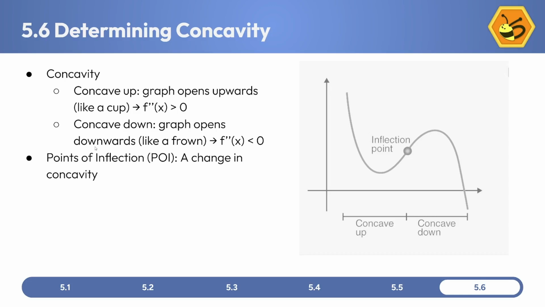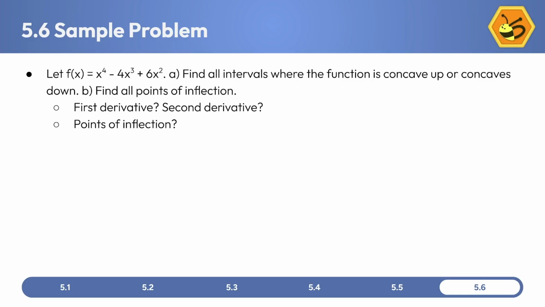Okay, and finally, our points of inflection are just a change in concavity. So if we go from concave up to concave down, or vice versa. Yeah, thank you. I think Readings sent a very nice table. And yeah, so that's just combining our increasing, decreasing, as well as concavity in a table.